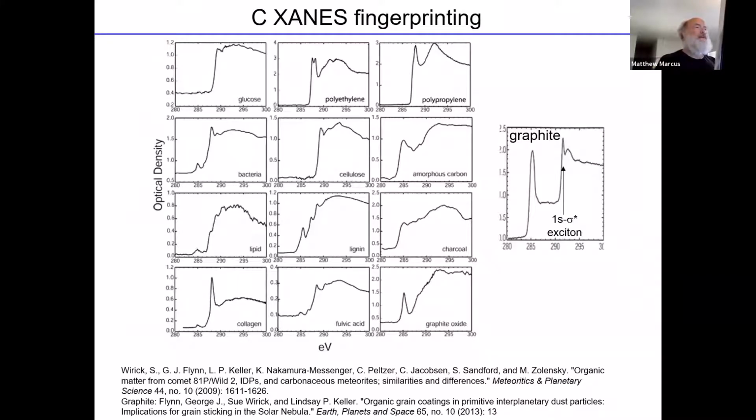Now, the utility of this can be seen if we look at carbon spectra of a number of different organic substances. You see that they're all different and can be used for fingerprinting. And the peaks relate to different functional groups. So for instance, this peak here shows either aromatic or C double bond C. So glucose doesn't have that because it's all aliphatic. This spectrum here I put out to the side because we'll see it again. It's graphite, and what looks like a second edge is actually an exciton.